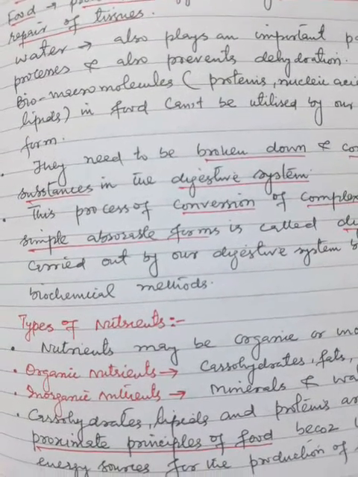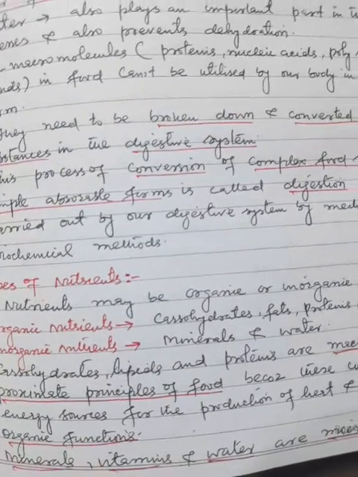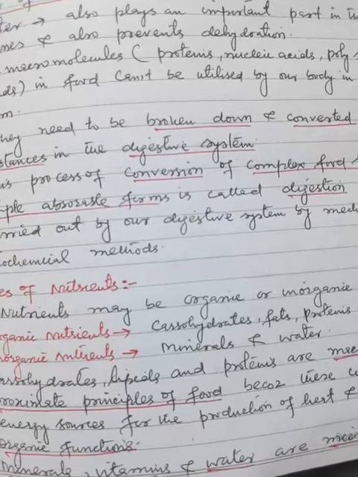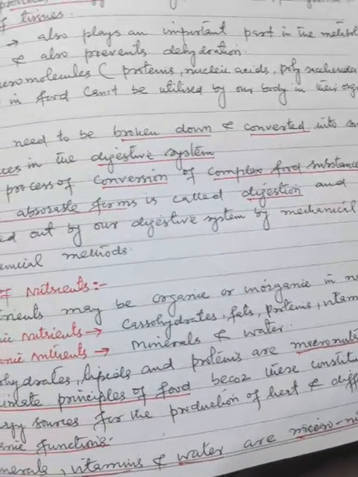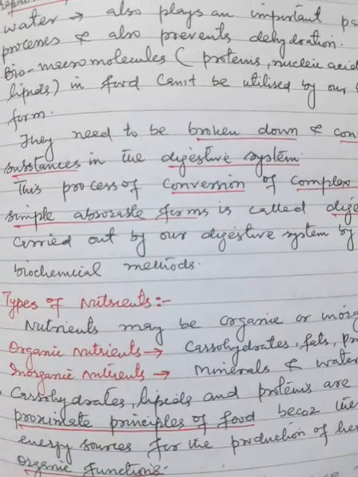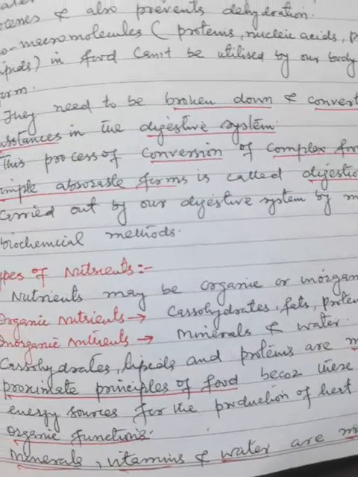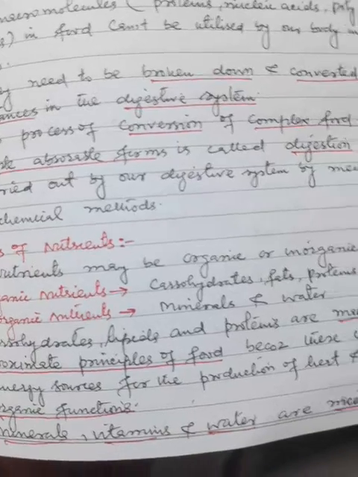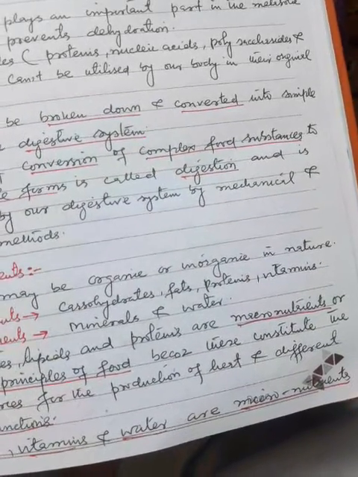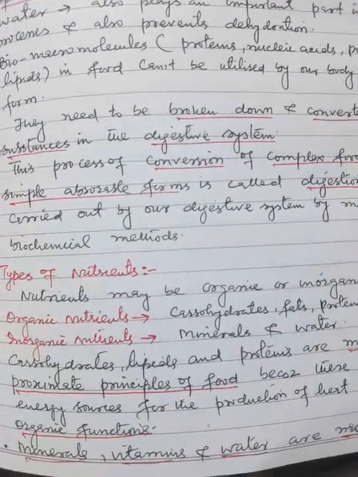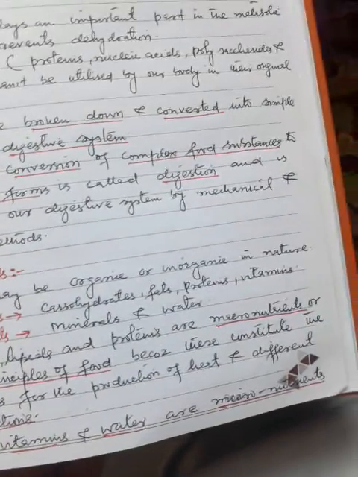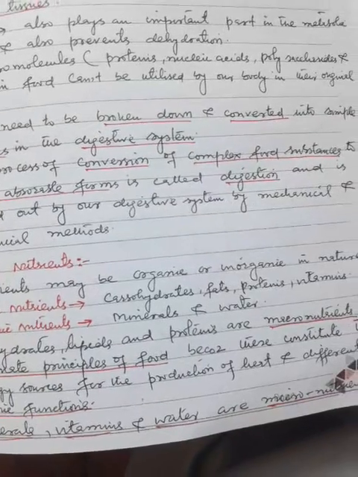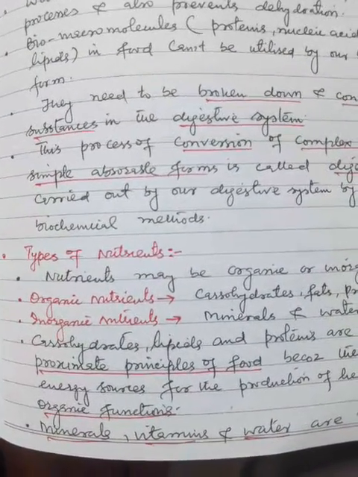Let's have some overview about the types of nutrients. Nutrients may be organic or inorganic in nature. Organic nutrients include carbohydrates, fats, proteins, and vitamins, whereas inorganic nutrients include minerals and water. Carbohydrates, lipids, and proteins are macronutrients or proximate principles of food because these constitute the energy sources for the production of heat and different organic functions.